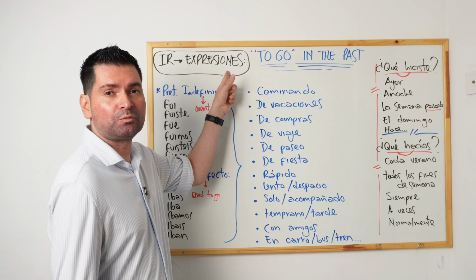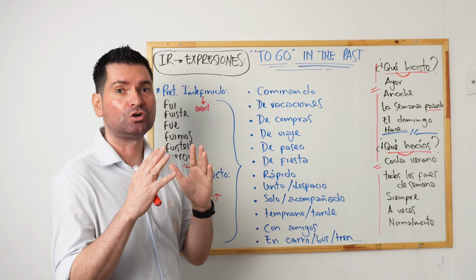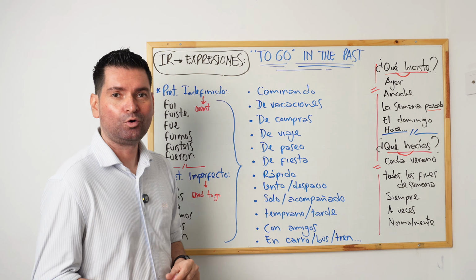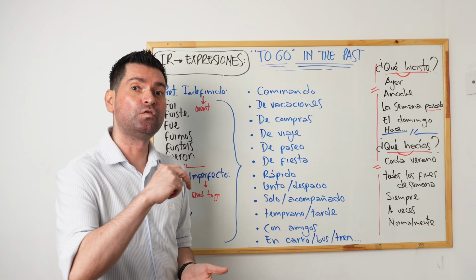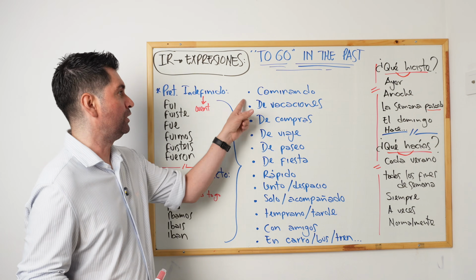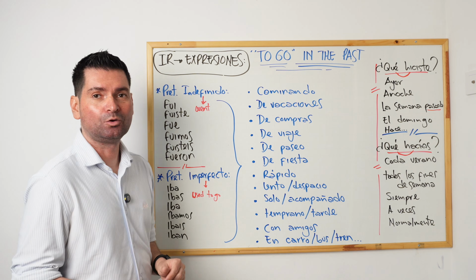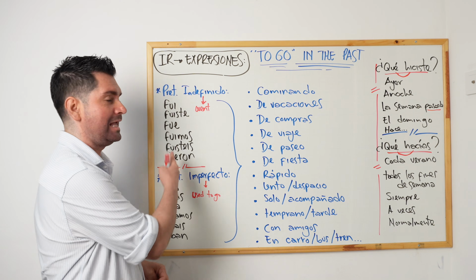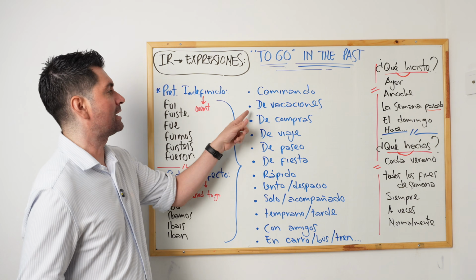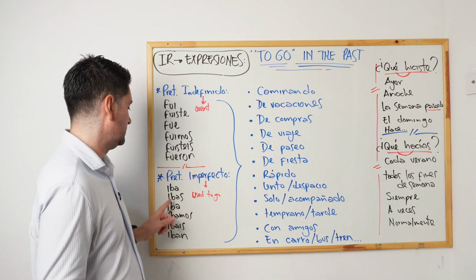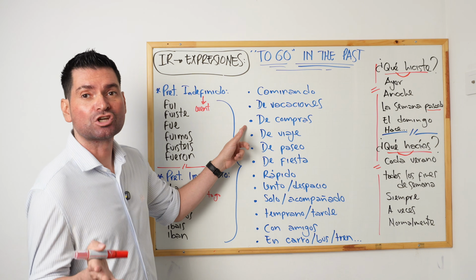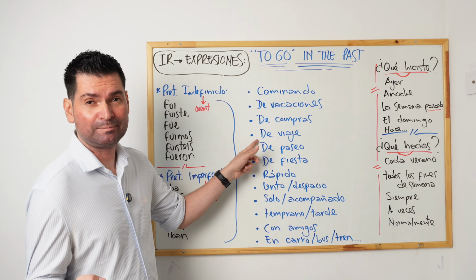Here, we are using it for expresiones, expressions, so you need to learn what they mean. For example, fui caminando. Fui caminando is I went on foot. So it means that you didn't use the car or the train, etc. Iba caminando. I used to go on foot. The same ideas apply here. You just need to get used to these phrases. Fui de vacaciones. I went on vacation. Iba de vacaciones. I used to go on vacation. De compras, shopping. De viaje, on a trip.